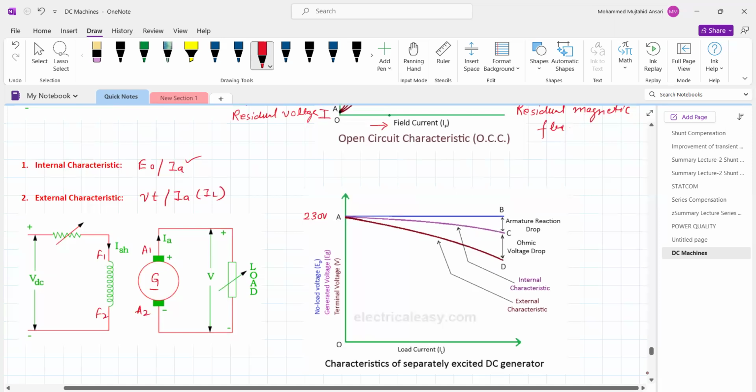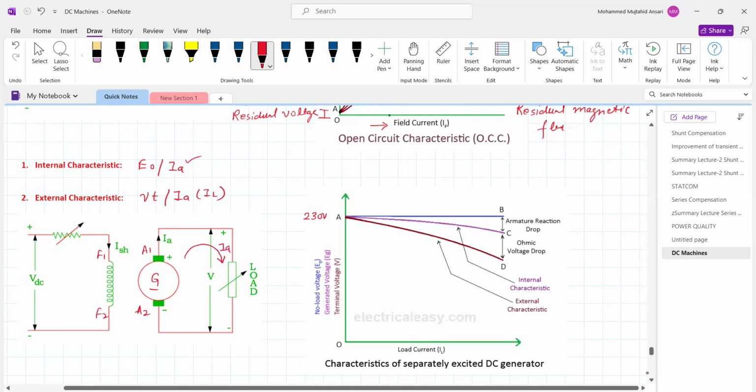So we have just drawn the no load current. This is the no load current. The no load terminal voltage is 230. So this is the no load terminal voltage. But as soon as we connect the load and it is delivering the current, the current is going to flow in the armature circuit, say it is IA.